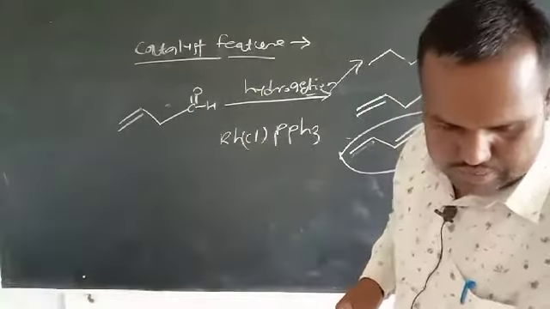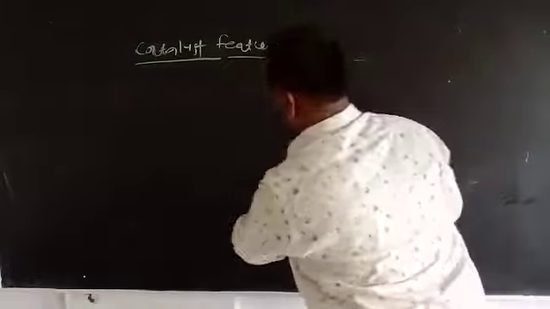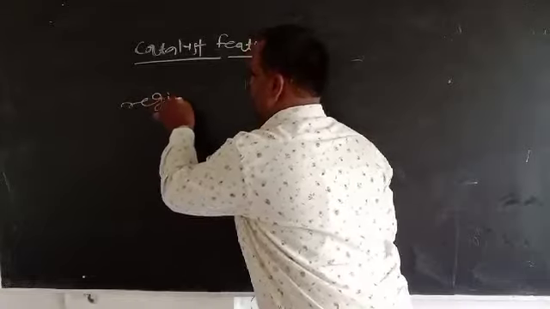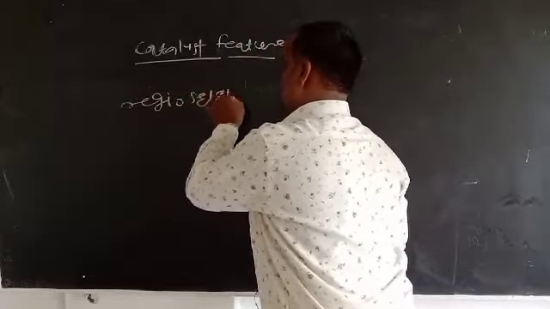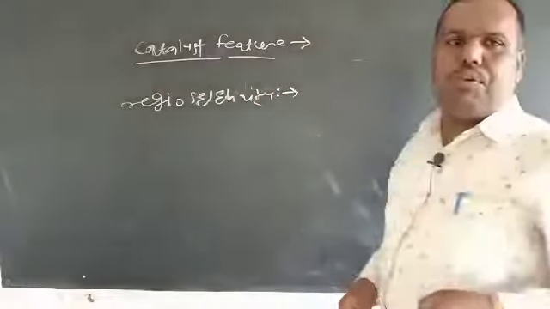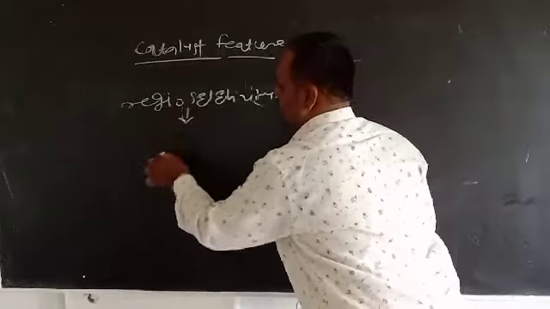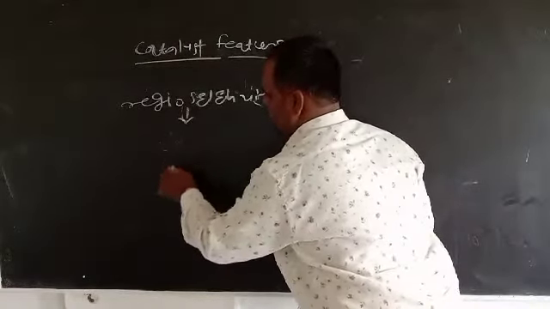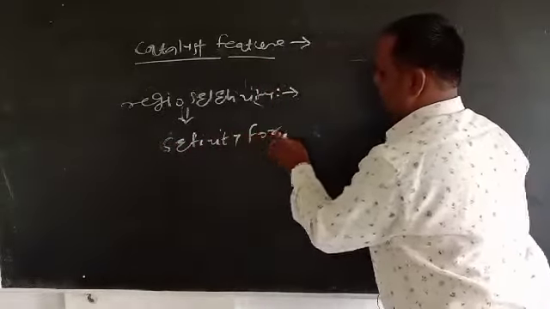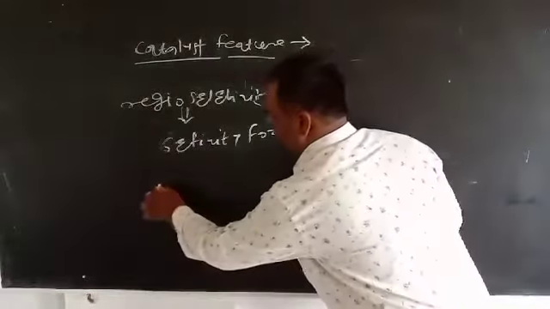Let us see the second, that is regioselectivity. So what is this regioselectivity? Chemoselectivity is selectivity for functional group. Regioselectivity is selectivity for different sites. Selectivity for sites.